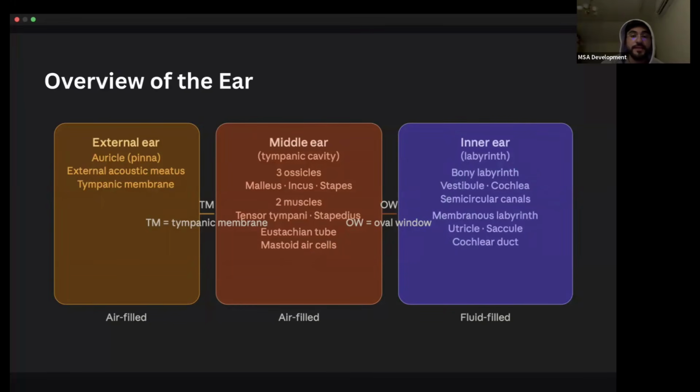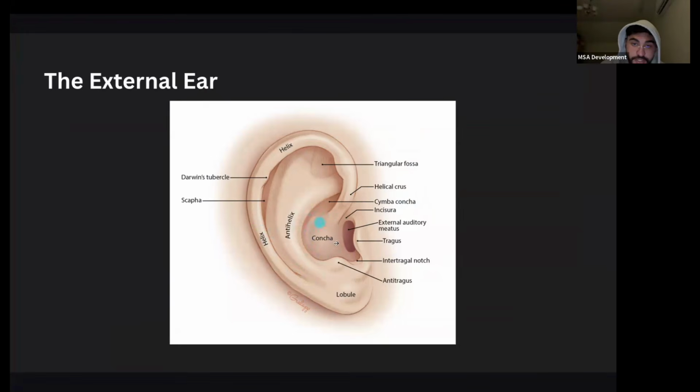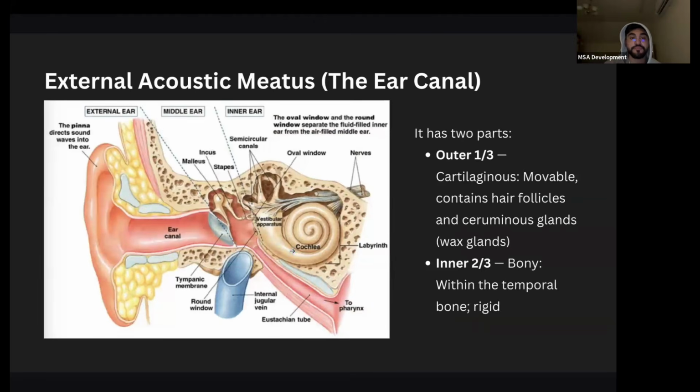So this is the external ear right here. I don't think you are expected to know any of these, honestly. However, you need to know that this part is called the concha, and this is the external auditory meatus. I'm not sure that you need to know all these labelings. I haven't even come across a single OSPE question that asks for all these labelings. However, the most important ones are the concha and the external auditory meatus. So this is the external ear.